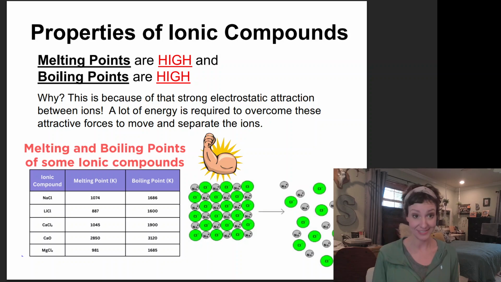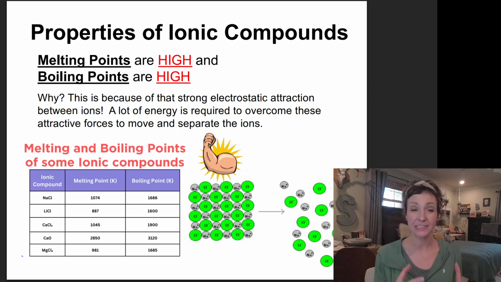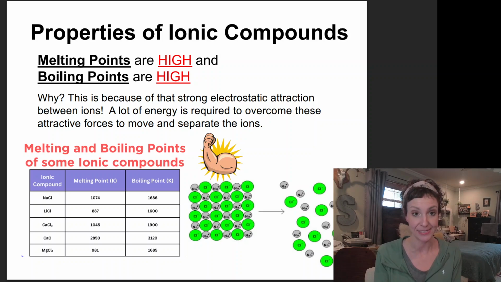We're going to talk about melting points. Y'all, they're going to be high. And boiling points are going to be high. It's going to take a lot of energy to disrupt that electrostatic attraction between those ions in order to overcome that attractive force to move and separate the ions. So y'all were like, well, when we did metallic bonds, she said it was high and high then too. And I did. Ionic compounds, because they are technically stronger overall than metallic bonding, when I say melting points are high, they're higher than metallic bonds. Boiling points are higher than metallic bonds.